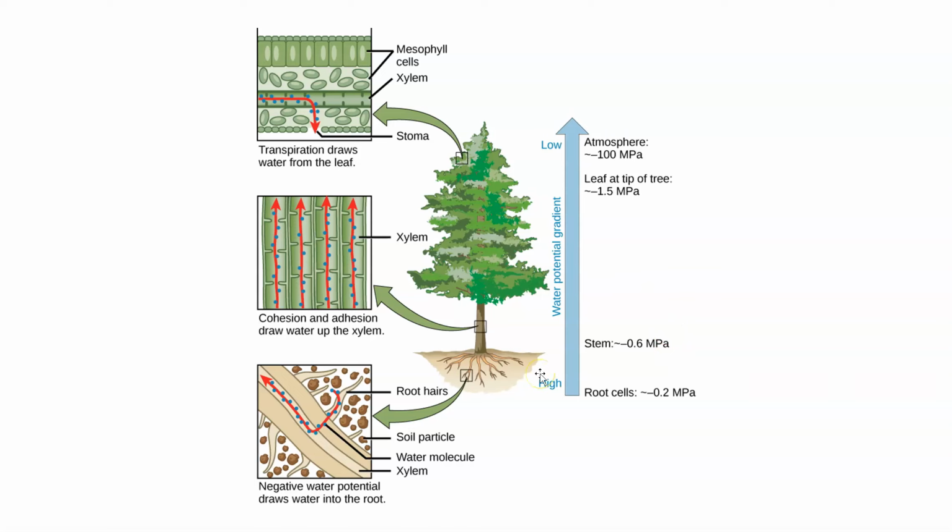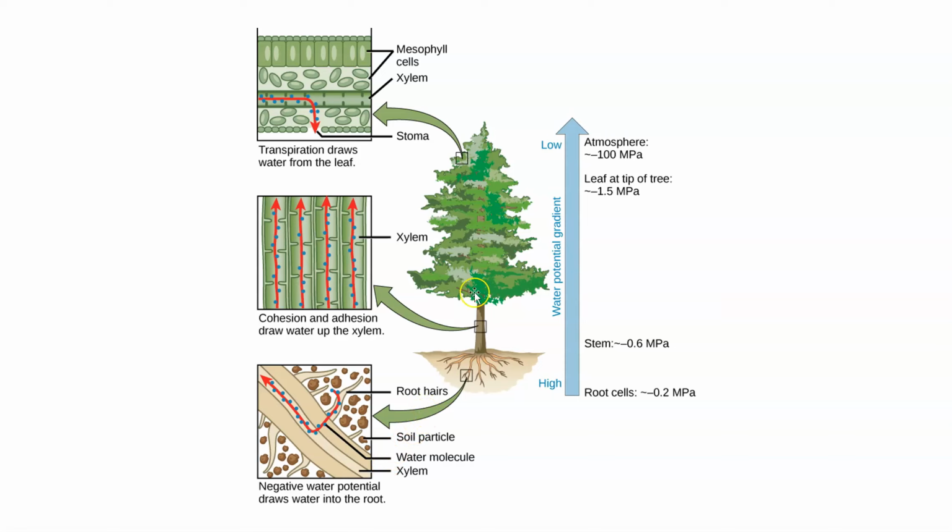Osmosis goes from high freedom, lots of water, to low freedom of water. And remember the cells that we talked about in class, the hypertonic, hypotonic, isotonic solutions in blood. Okay, so what happens there in the roots? Negative water potential draws water into the roots. So lots of water in the ground.